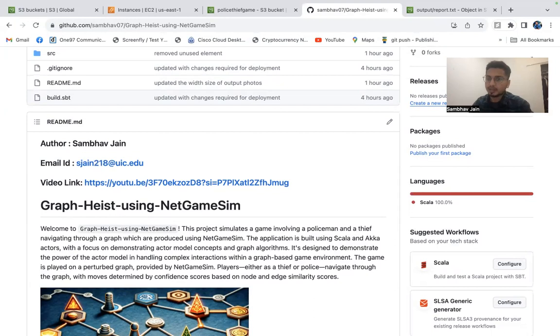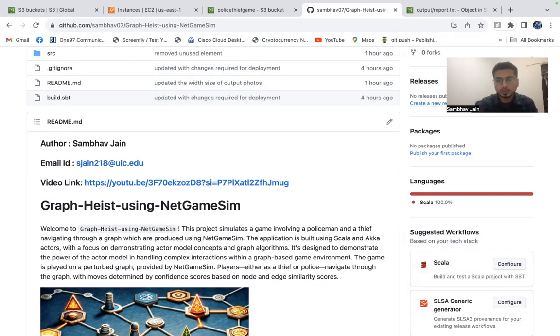So NetGameSim is actually producing an original graph and some perturbed graph. And then we consume those two graphs from the .ngs file. We load them, and that's how we represent them in some intermediate format that is consumable by our server code, and then we play the game.